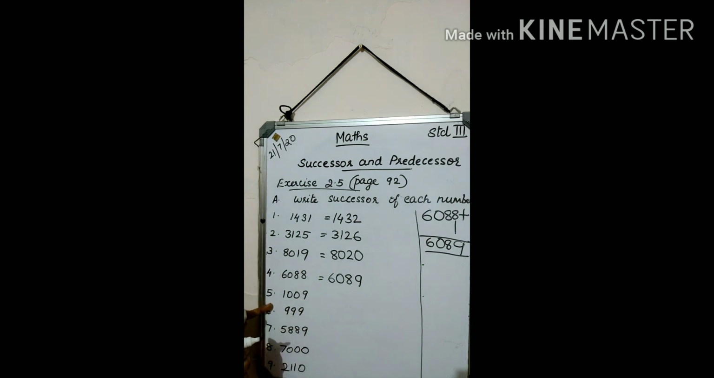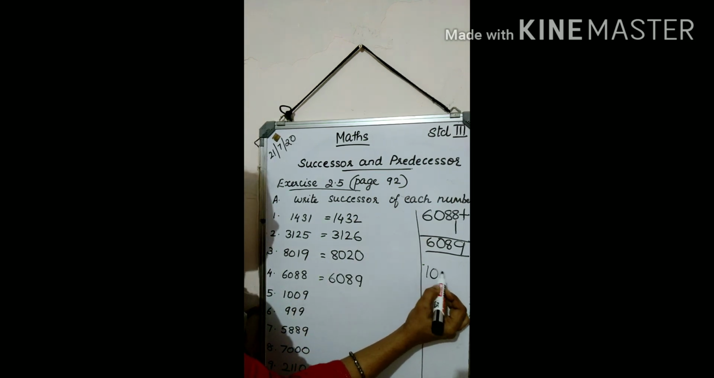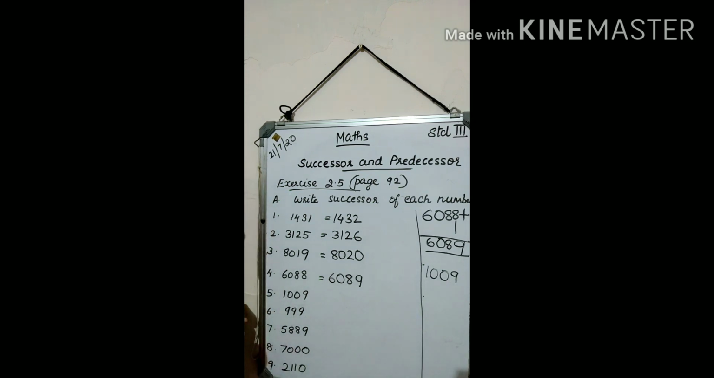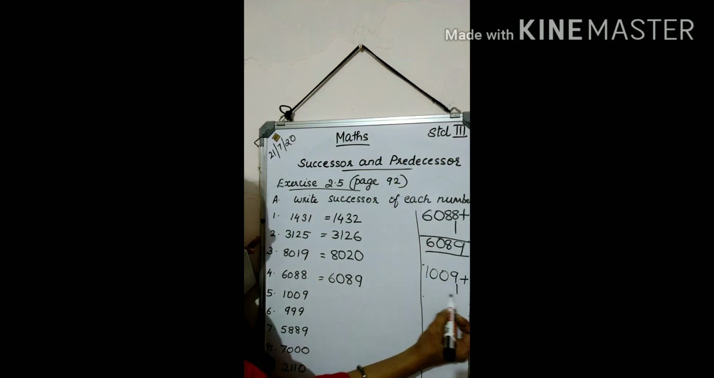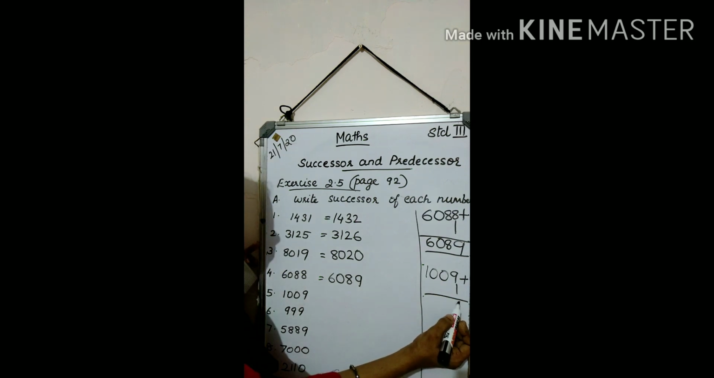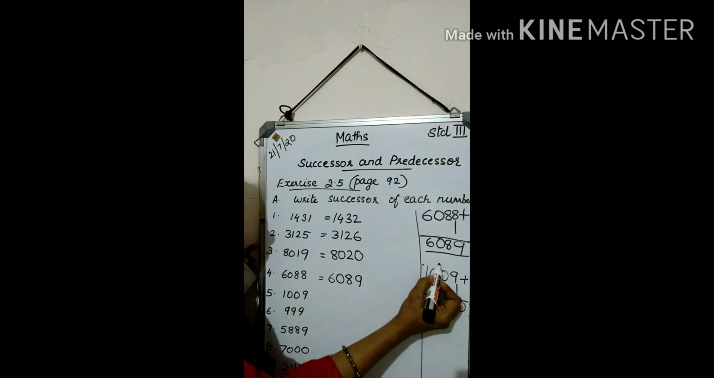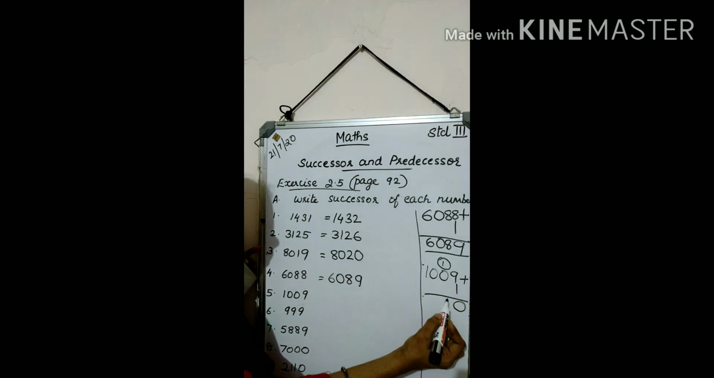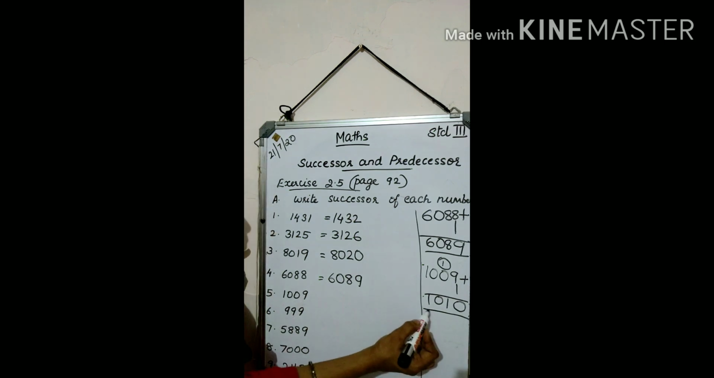Then look at the next number, 1009. Have you got the answer? What is the answer? Yes, you have to add 1 to this 9. 9 plus 1 gives, what is 9 plus 1? Yes, 10. So you have to write 0 here. 1 goes here. 1 plus 0? 1. 0 comes down. 1. So the answer becomes 1010.